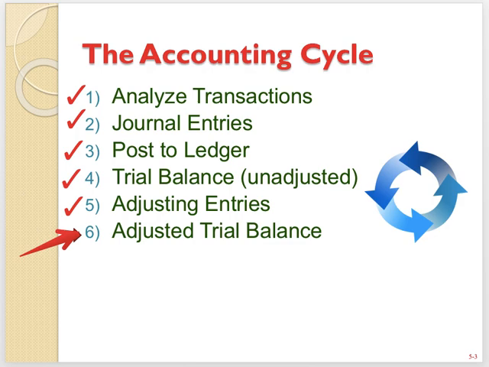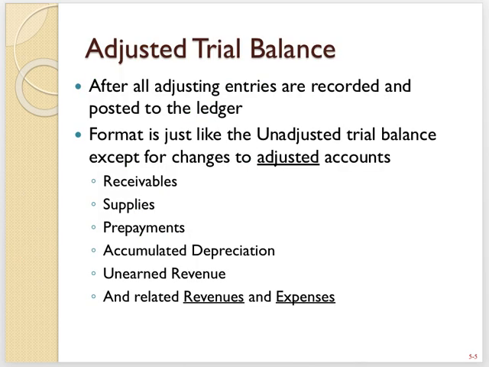So your adjusted trial balance, again, is prepared after all adjusting entries are recorded and posted to the ledger. The format is just like the unadjusted trial balance, which means it's going to be a list of all of the accounts that the company has, including the balances from the ledgers in the appropriate column, either debit or credit. And the sum of all the debits should equal the sum of all the credits. That's a theme you're going to see over and over, the balancing of many different things. In this case, with the trial balance, we want to balance our debits and credits.